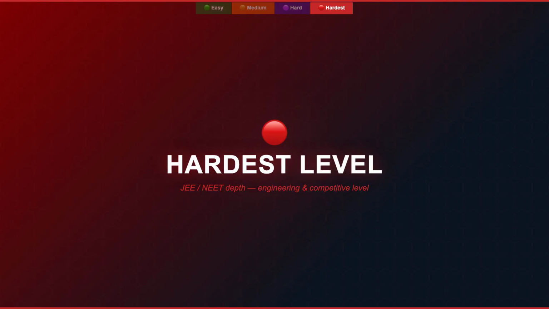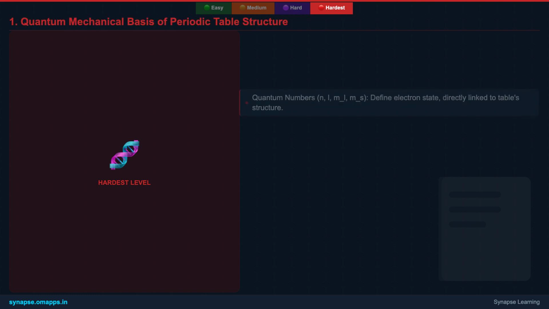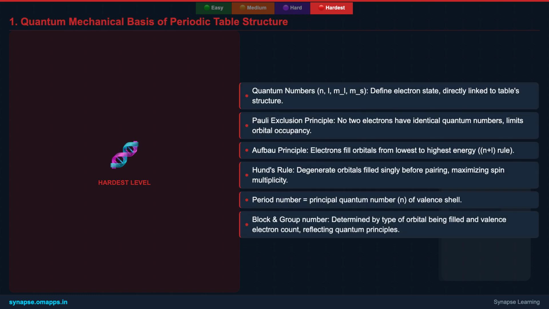Welcome to the hardest level, designed to prepare you for the toughest competitive exams. The periodic table's structure is deeply rooted in quantum mechanics. The 4 quantum numbers, principal, azimuthal, magnetic, and spin, uniquely describe each electron. Principles like Aufbau, Pauli's exclusion, and Hund's rule dictate how orbitals are filled, directly mapping to the periodic table's layout.